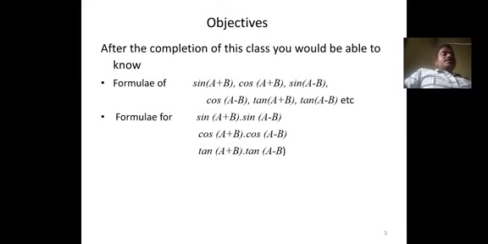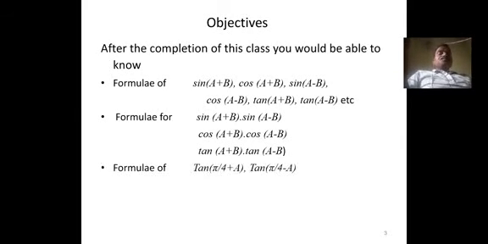Tan of A plus B into tan of A minus B is tan square A minus tan square B by 1 minus tan square A tan square B. Tan of pi by 4 plus A is 1 plus tan A by 1 minus tan A. Tan of pi by 4 minus A is 1 minus tan A by 1 plus tan A.